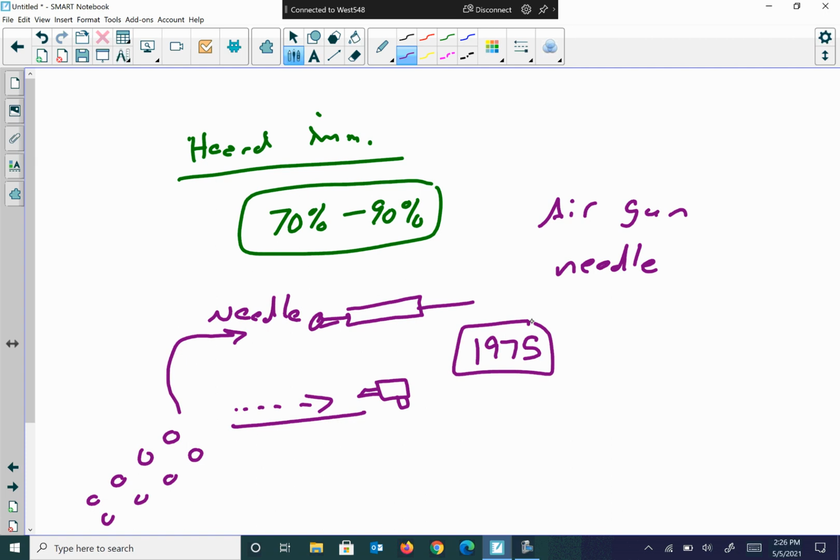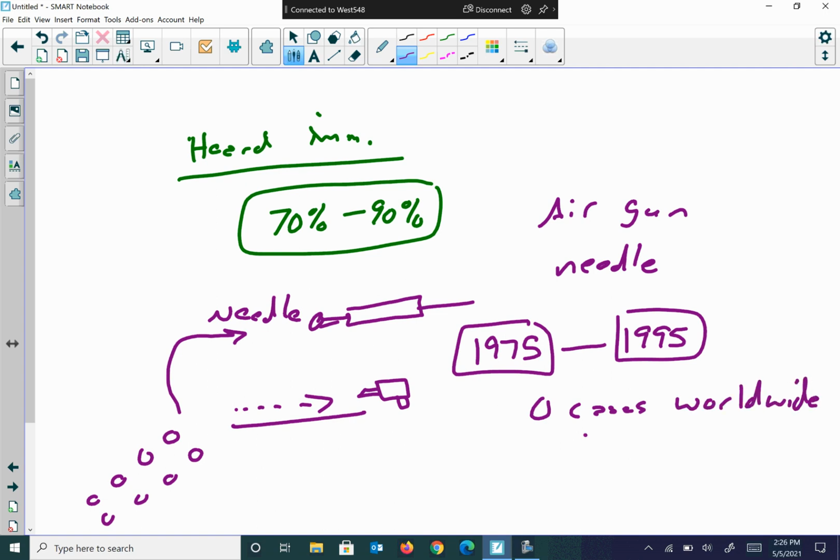But from 75 till about 1995, there were zero cases worldwide of smallpox. Okay, you're talking 20 years. There was nobody that had reported any cases of it.